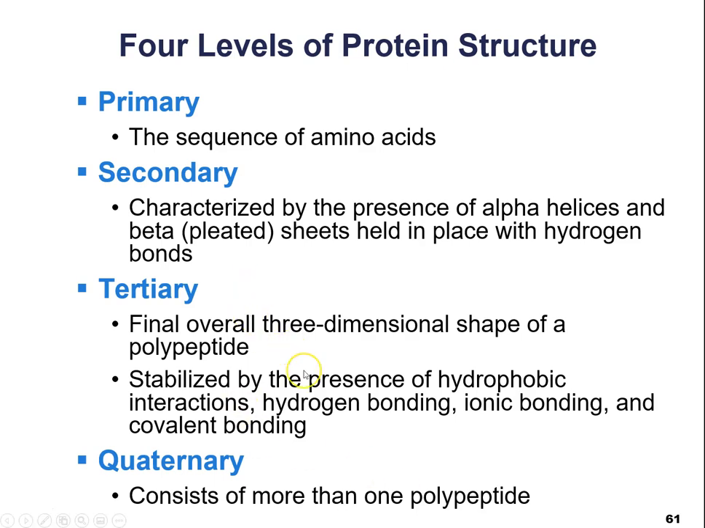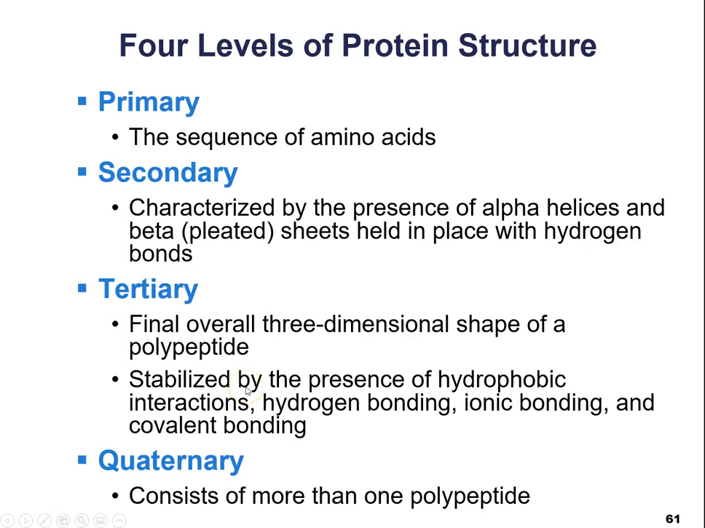Tertiary is the final overall 3D shape. So more folding is occurring, and there are more complex interactions that occur. It says hydrophobic interactions, hydrogen bonding, ionic bonding, covalent bonding, a whole bunch of different interactions that are occurring to fold that protein properly. Again, the initial formation of these types of shapes, these alpha helices and beta pleated sheets, are part of secondary.